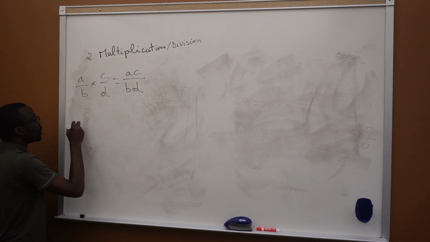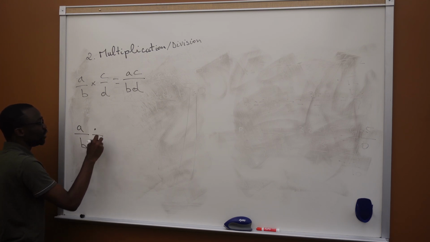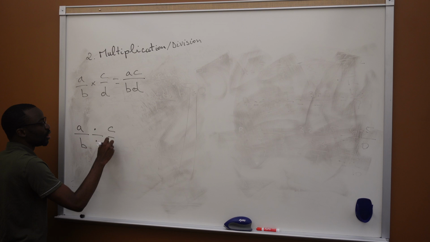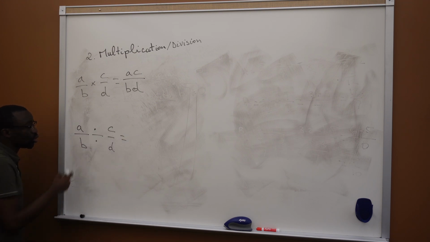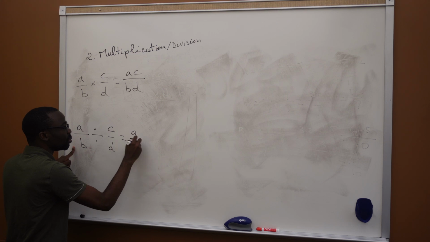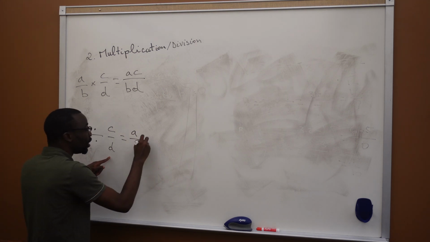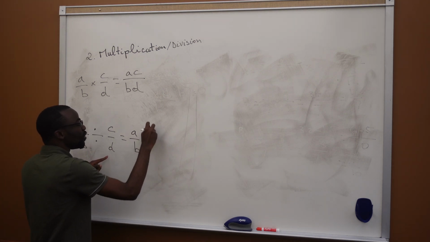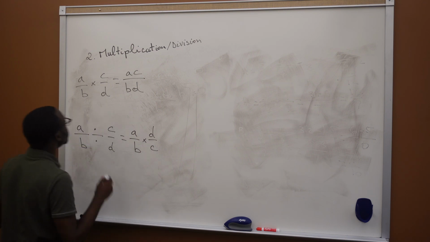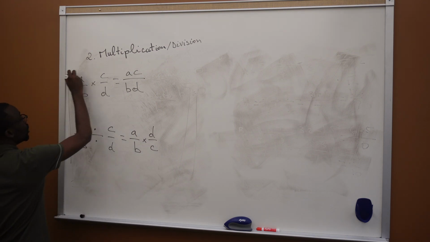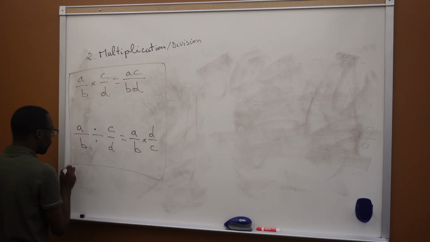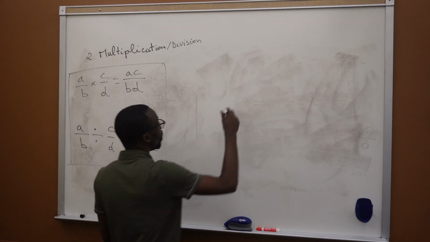Next, for division, A over B divided by C over D. In order to divide two fractions, you keep the first fraction, which is A over B, and you multiply by the inverse of the second one, which is D over C. So these are the formulas. Let's try to apply them one more time.